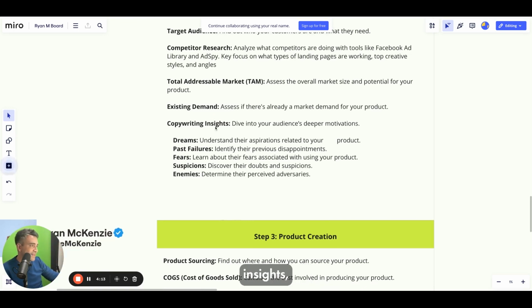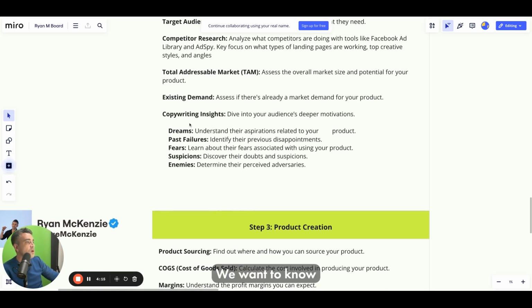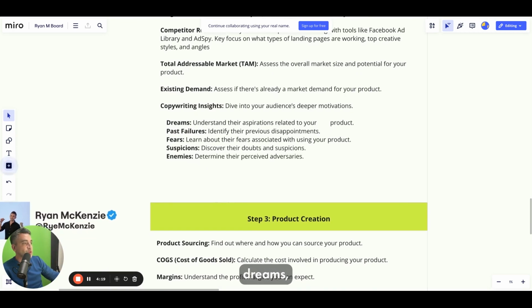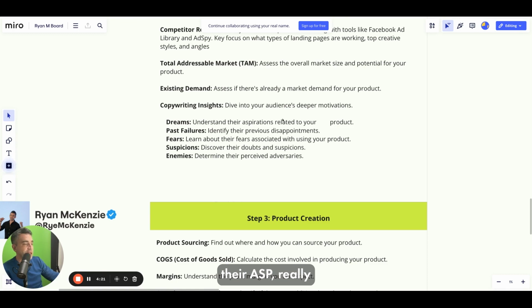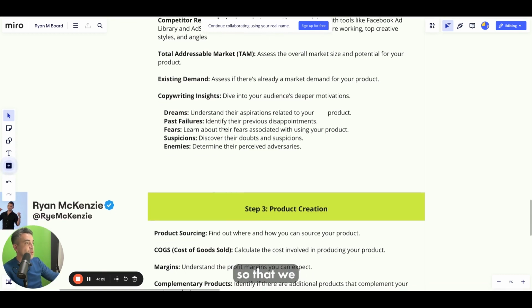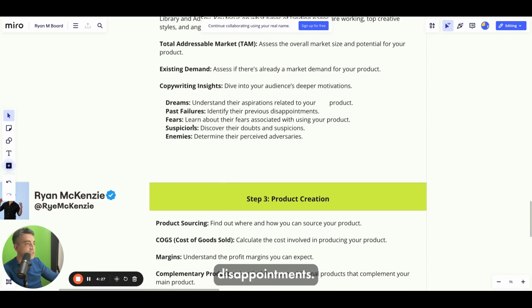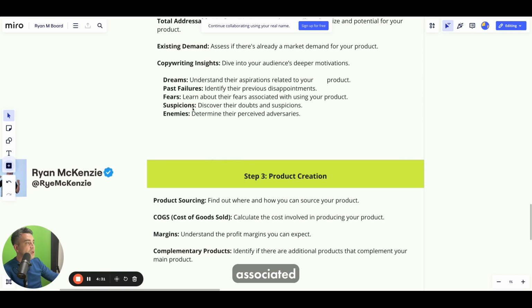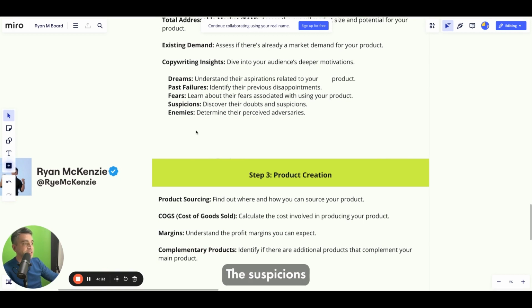So copywriting insights, this is super important. We want to know, tied to our product, what are our customers' dreams? We want to understand their aspirations related to our product. We want to know their past failures so that we can identify their previous disappointments. We want to know their fears so we can learn about the fears associated with using our product, the suspicions. We want to discover their doubts and suspicions so we can overcome them. And we want to know who their enemies are so we can throw rocks at them together.